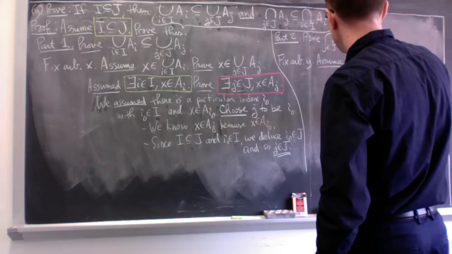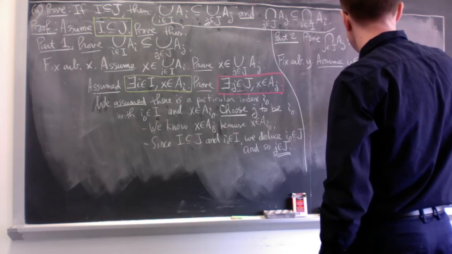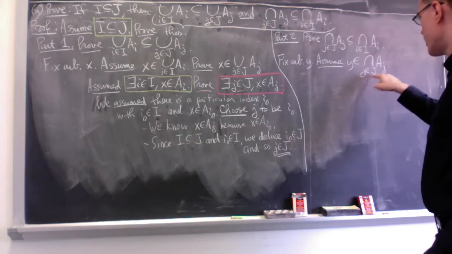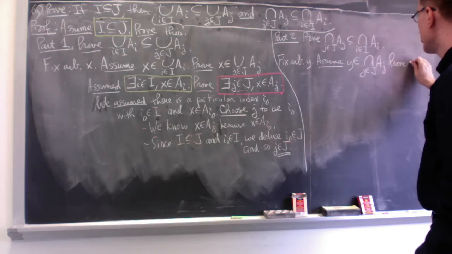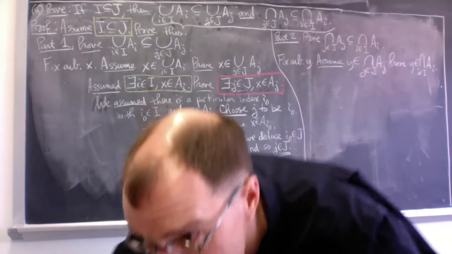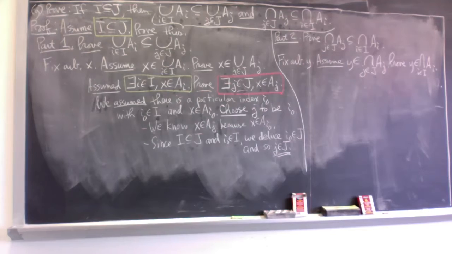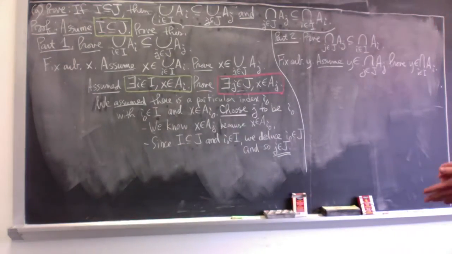Assume y is in the intersection of the A j's, j going through the index set capital J. Prove y is in the intersection of the A i's. And I'm really hoping that's the camera still. I think it can see that. Hopefully that's true. This line represents as far as the camera in principle goes.